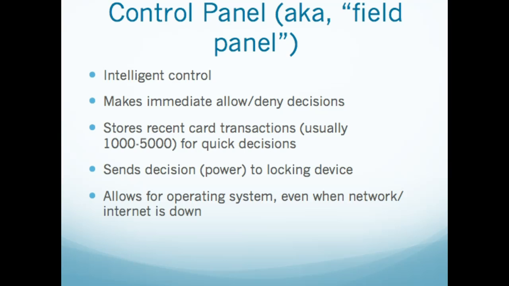Again, I'm going to keep going over this because I want to make sure you understand it. The host is where you enter the information. It fields it to the field panel. That's where the information is stored. There's decisions being asked for from the reader, and it goes up. The decision is made by the field panel, and it sends its decision down to the door to lock or unlock.